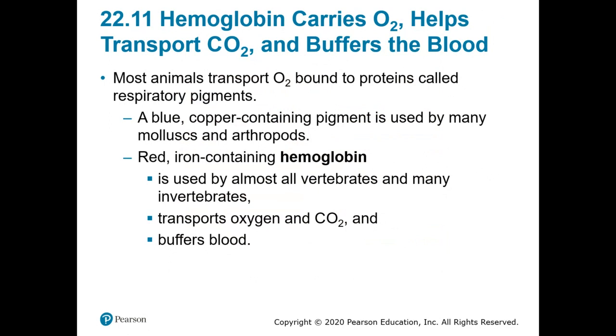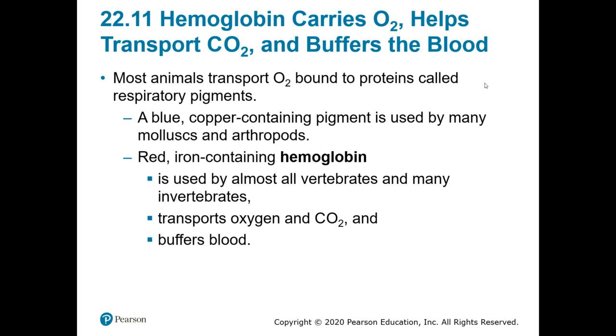There we go. So most animals transport oxygen bound to respiratory pigments, and we call this hemoglobin in humans. It contains iron, and if you don't get enough iron in your diet, then you become anemic because your body can't carry oxygen efficiently. Now, anemia is a catch-all term. There are many forms of anemia. You can have pernicious anemia, sickle cell anemia, iron deficiency anemia. Anemia is a word that just means you can't carry oxygen efficiently.